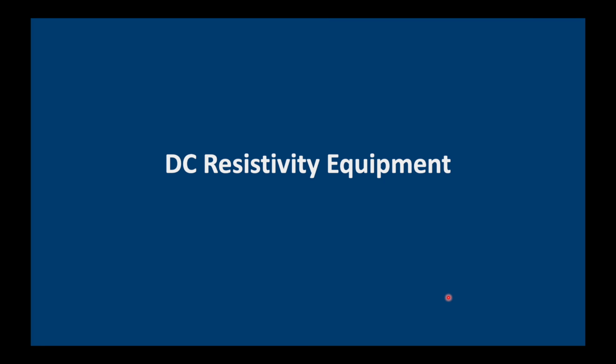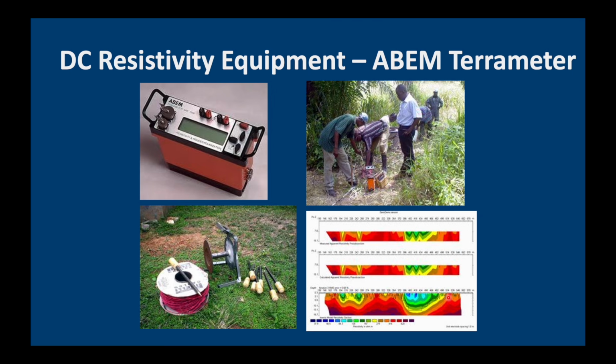Let's have a look at some resistivity equipment. This is the ABEM Terrameter from Sweden, which I've used a lot in Oman and also in Ghana. It's very lightweight, robust, and it can last for years. Here we are in Ghana looking for some basement fractures. A big hello to Edwin if you're watching.